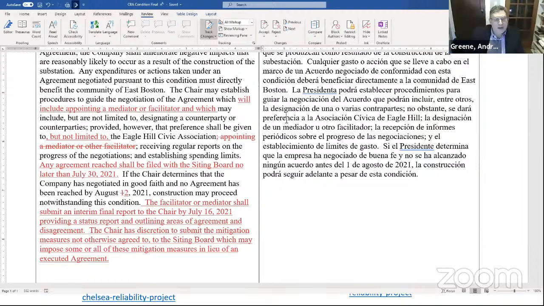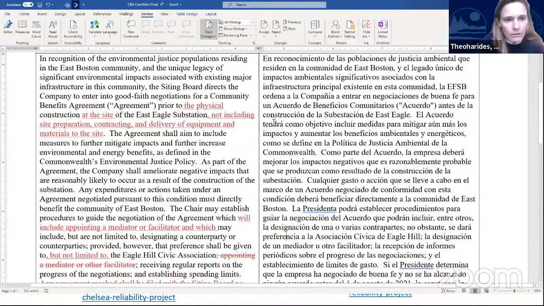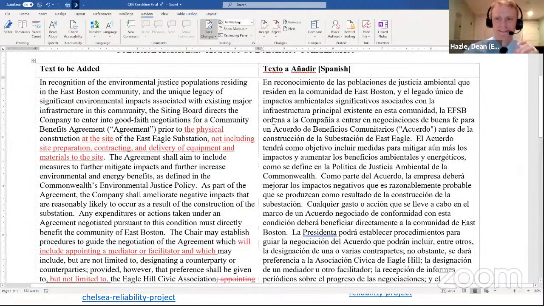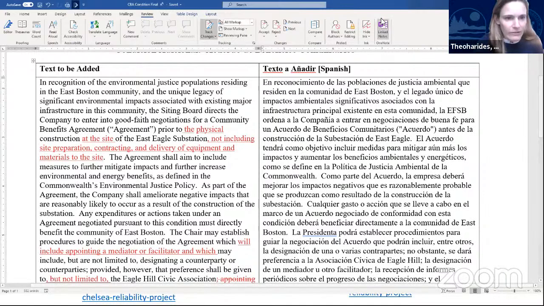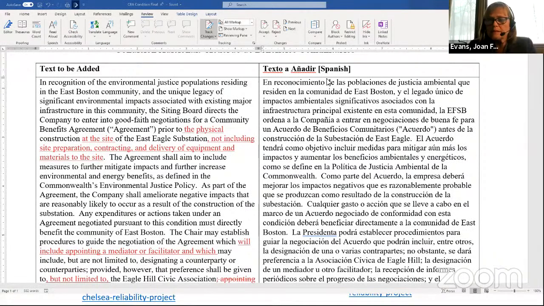I think we may need to read it into the record. I can do that. It's gotten quite long. It has. All right. In recognition, so a motion to include the amendment as follows. And you need a second. Second, for Mr. Moran. So I'll read it.